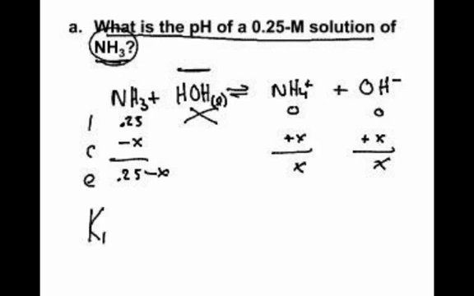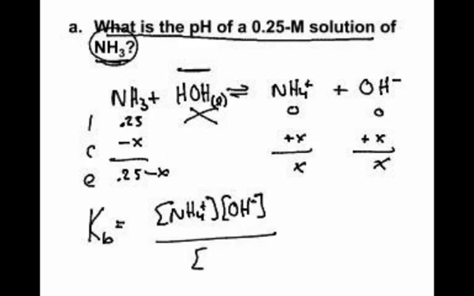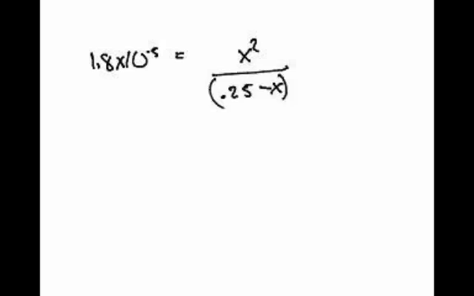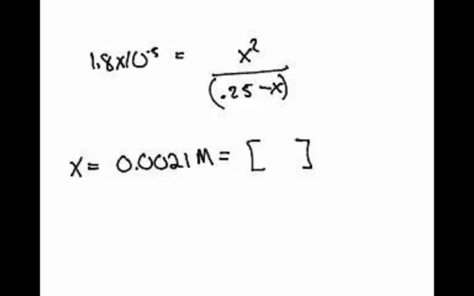And so the Kb will be equal to the concentration of the ammonium times the concentration of the hydroxide over the concentration of the ammonia. When I plug in my values, 1.8 times 10 to the minus 5 equals X squared over 0.25 minus X. We then plug that into the solver and get X equals 0.0021. Now that's the molarity, but what is that equal to? That's equal to the concentration of our ammonium ions and our hydroxide ions, because those are both the X's.